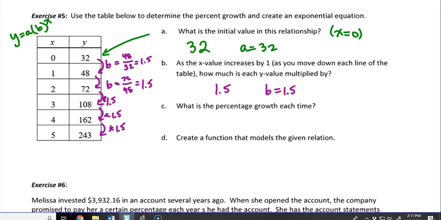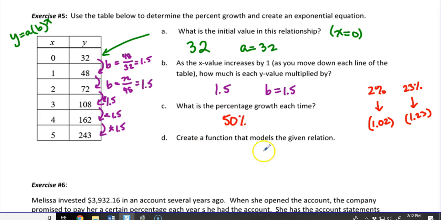What's our percent growth? Well, that goes back a couple lessons, right? We said if we were growing by 2%, we would have a multiplier of 1.02. So if we have 1.5, what must be our multiplier? Right, 2%, 1.02. 23%, 1.23. Well, that means it's 50%, right?